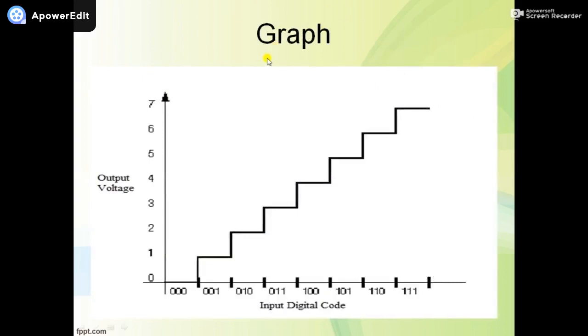So this is one graph. This graph indicates that as your input digital code increases, initially for 000 the output is also 0. As the input digital signal increases from 0 to 15, the output voltage also increases.